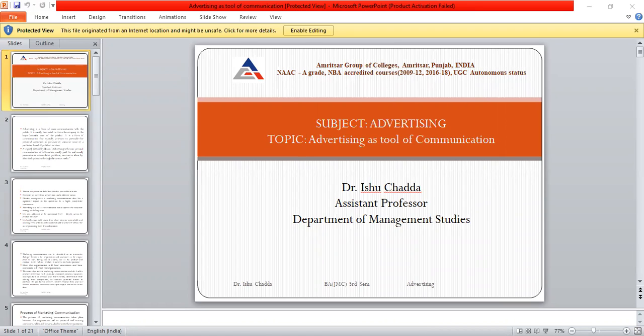First, the sender gets an idea of what to communicate. The source then encodes the message and sends the message via media. This message is sent through a channel, whether it is a newspaper, the internet, radio, or TV. It is then received by a receiver who decodes the message and sends feedback to the sender of having received the message. Through the feedback, the sender knows that the message has been received.